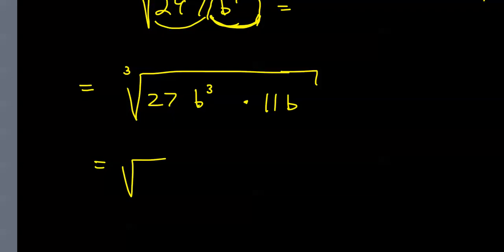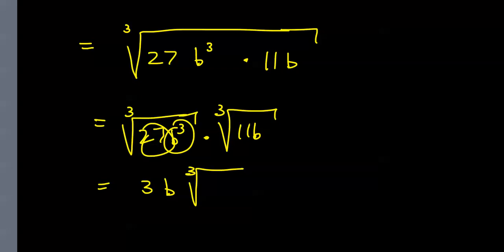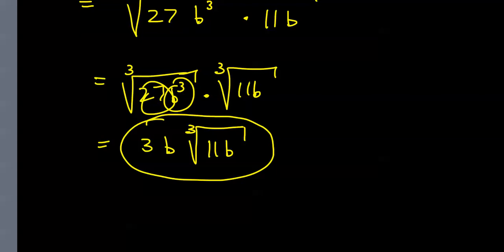I'll now distribute that root sign over the product, and the cube root of 27 is 3, the cube root of b cubed is b, times the third root of the remaining factors, I call them residue factors, that have to stay inside the root sign. So 3b times the third root of 11b, final answer. I got 3 more here.